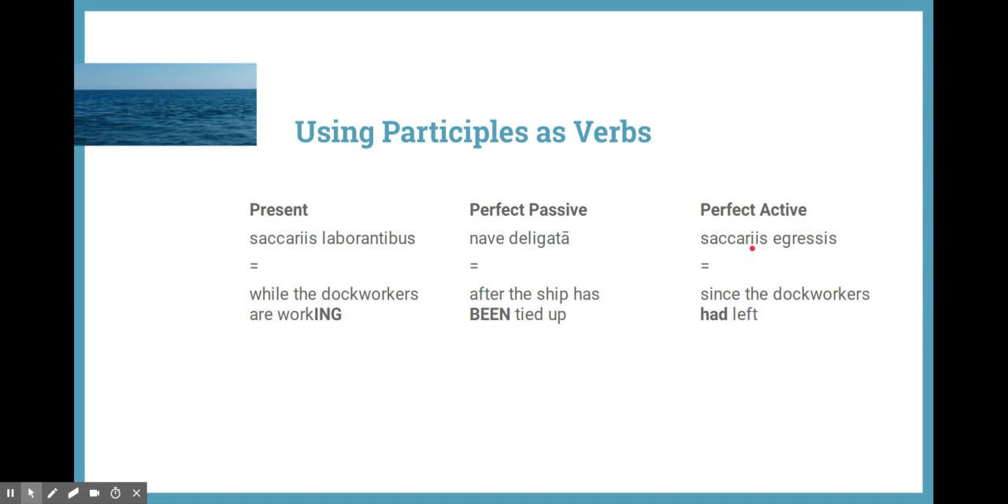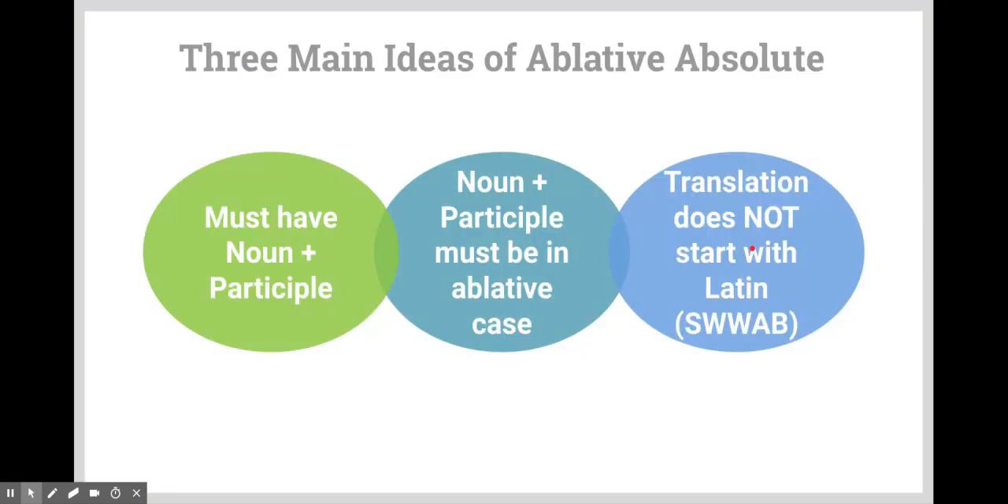There are three main takeaways for you about the ablative absolute. Number one, an ablative absolute phrase must have a noun and a participle. Number two, the noun and the participle must be in the ablative case. And for what it's worth, you're not going to find a noun that's in the ablative case at the beginning of the sentence, and then a participle that's in the ablative case four, five, six words away somewhere else in the sentence, and you're not going to have to assume that they go together. The ablative absolute words will be in close relationship to each other within the phrase.